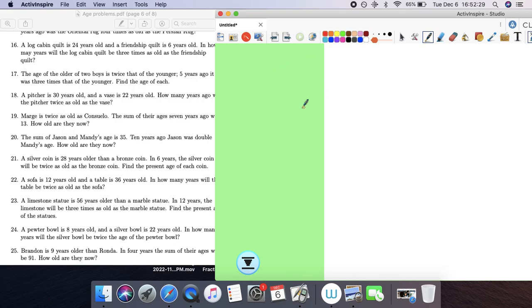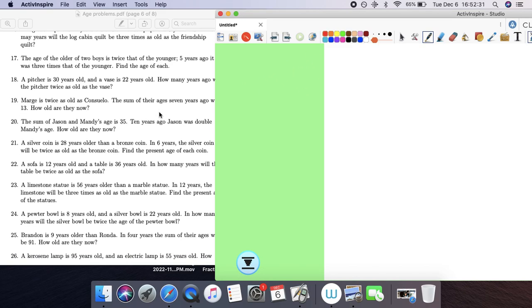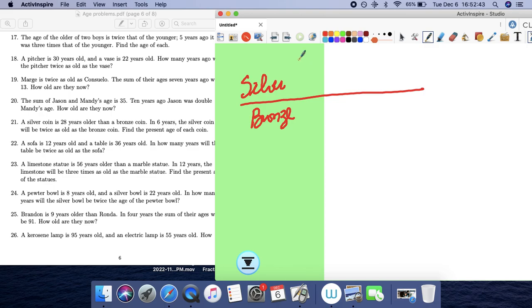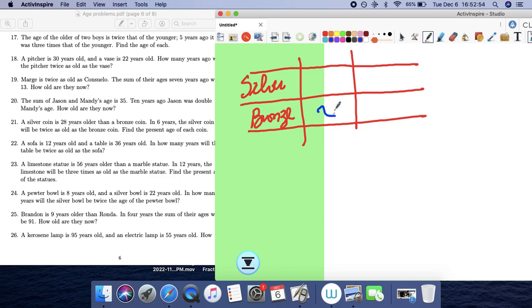15, 21, sorry. A silver coin. We have a silver coin and a bronze coin. This is no different than John and Mary. Call it whatever you want. So again, we have information about the silver coin, but we have no information about the bronze coin. So the bronze coin, I'm going to call it's X years old.